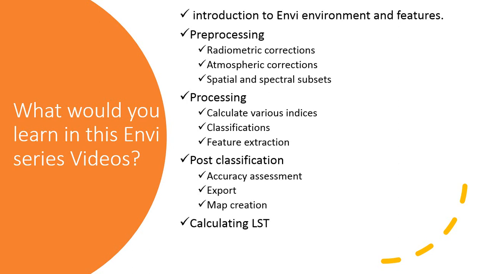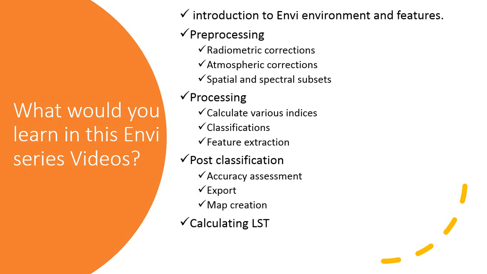And if you follow this tutorial completely, what would you learn? First of all, we're going to take a look at the environment of Envi and its features, capabilities and applications. After that, we will go directly to image processing. Image processing has three mini steps: pre-processing, processing, and post-processing. In pre-processing, you will be involved with radiometric corrections or radiometric calibrations, atmospheric corrections, and spatial and spectral subsets to specify your necessary bounds and your proposed study area.